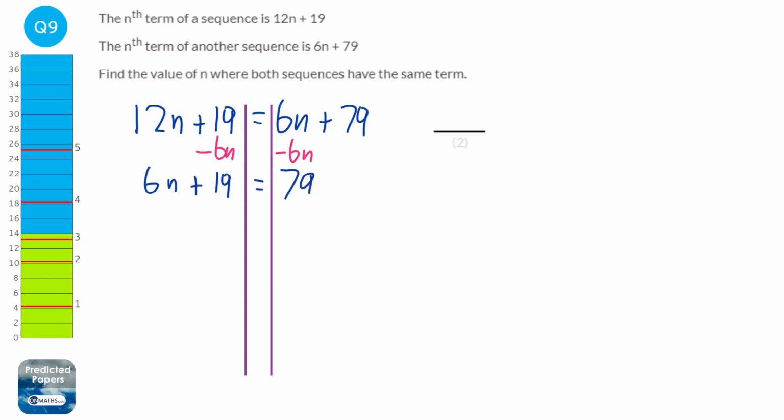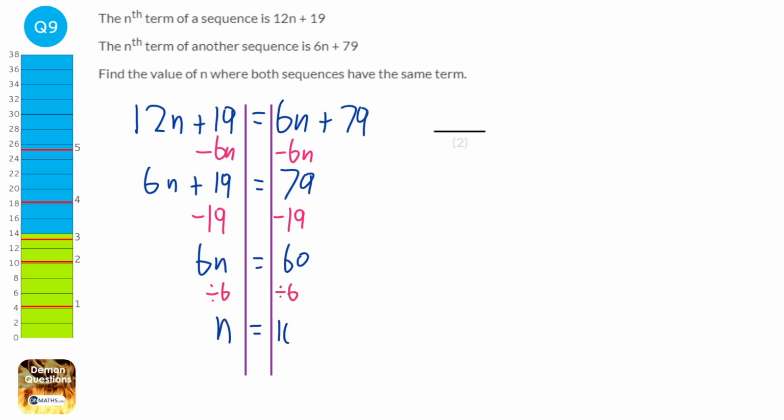Next thing we're going to do is get rid of the 19, so take away 19 both sides. And so we've got 6n equals 79 take away 19, which is 60. And finally, we just divide by 6. And so that'll be n equals 10. So the value of n is 10.